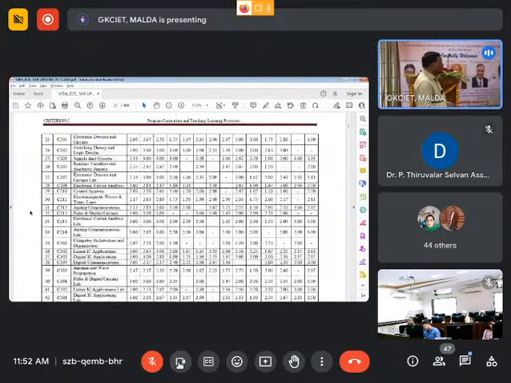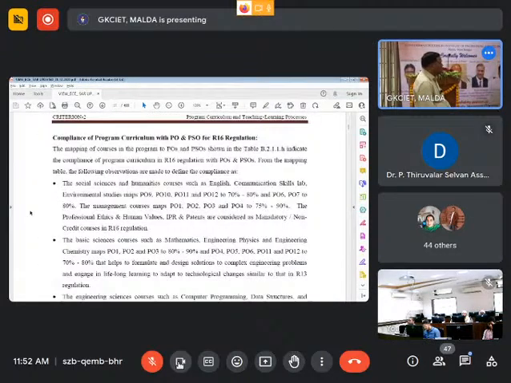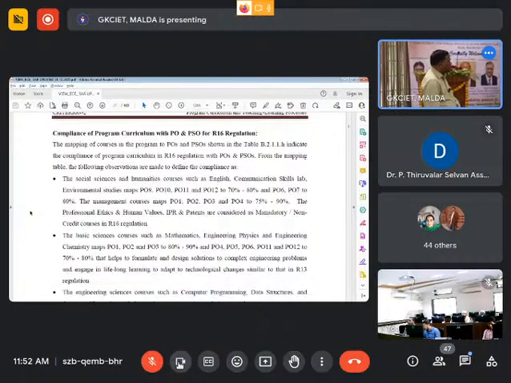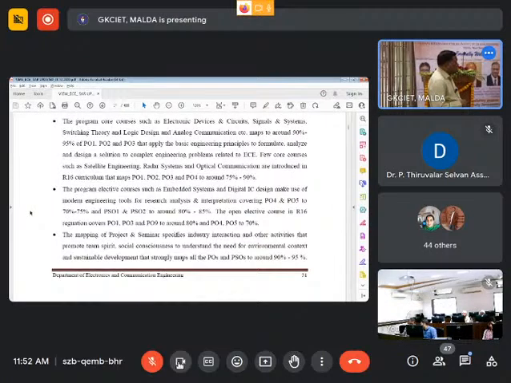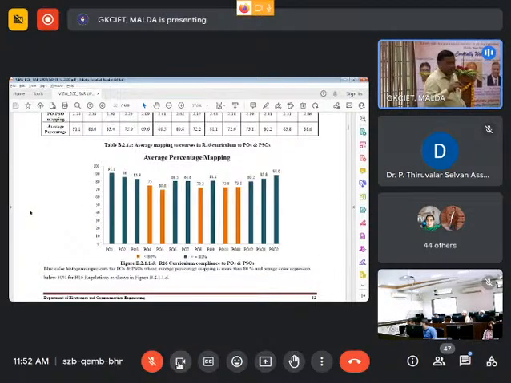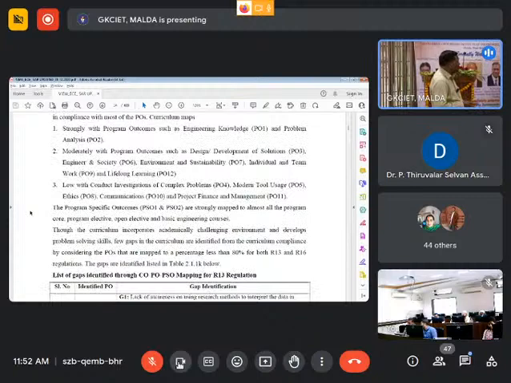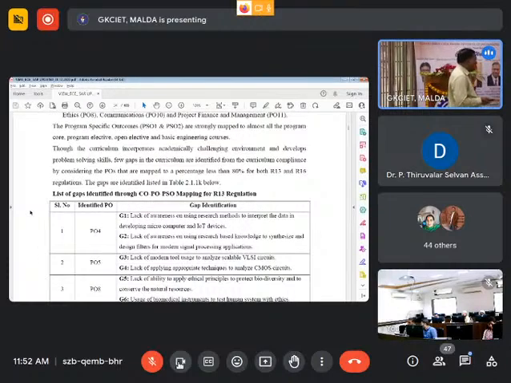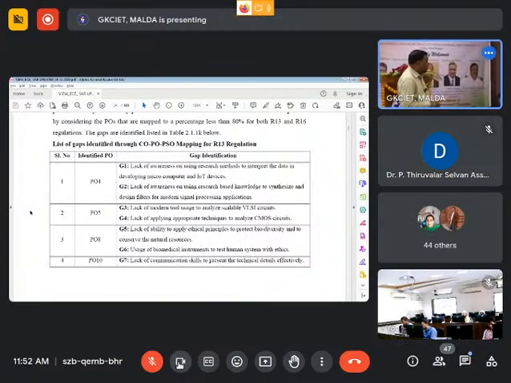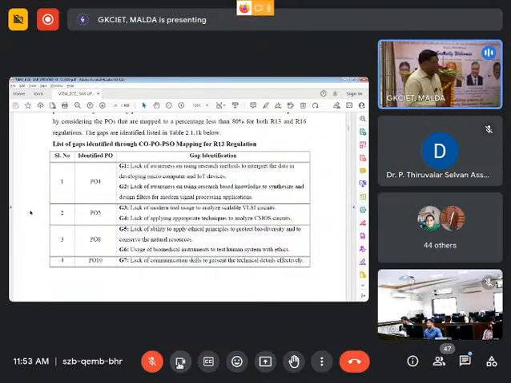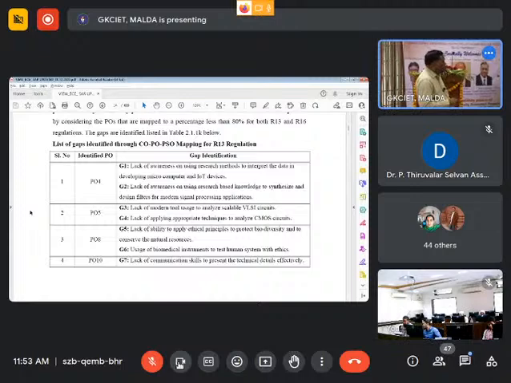Next. Since the regulation changed, the same thing is coming again. Come down. The same thing, because for second year they are following something, for first year they are following only. Wait. Again the gaps identified, mapped to the COs and POs.